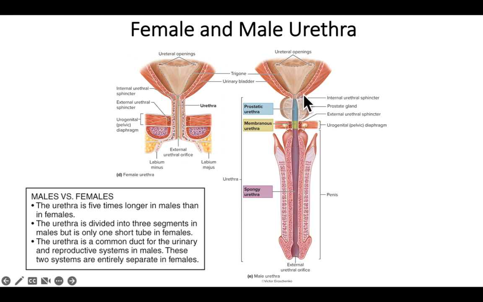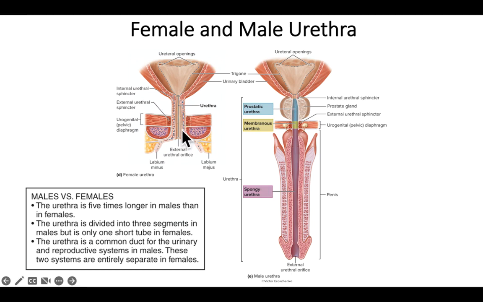So the internal urethral sphincter, where urine enters, is right here. Then it's got three areas. It's got a prostatic urethra because it goes through the prostate gland. There's a short little region called the membranous urethra. And then when it goes the length of the penis, it's called the spongy urethra. And we'll learn why it's called spongy. You'll notice the tissue that surrounds it kind of looks spongy. All right, and that's part of the erectile tissues of the penis. And then at the end, or the terminal end of the penis, is the external urethral orifice.